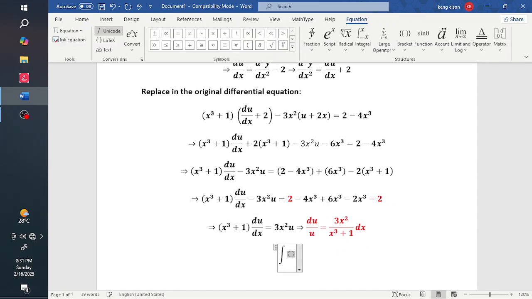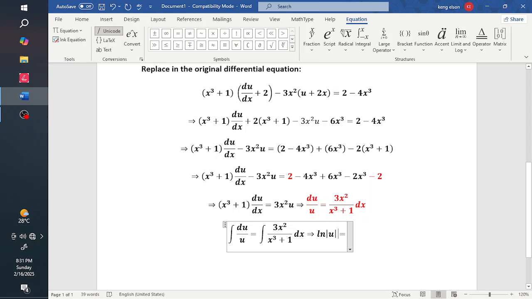So it means the integral of du on u is equal to the integral of 3x squared divided by x cubed plus 1 dx. Now if I integrate the left hand side, I just get the ln of the absolute value of u, equal to, normally we need to add a constant of integration, maybe let me say c1, alright, because it is an indefinite integral. Now let us integrate the right hand side.